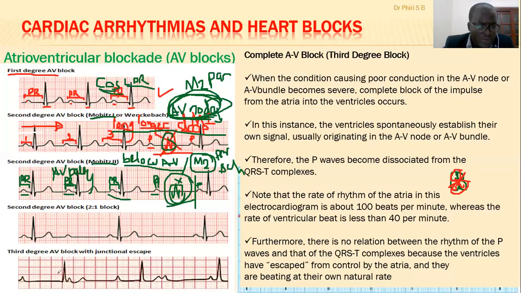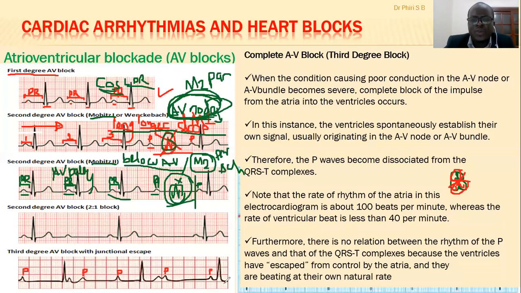When you go back to this ECG tracing, you can appreciate P waves. So you can see here, there's a P wave, then here, there's another P wave, then you have a P wave here, then you have this P wave here. Then this is also a P wave. Then you have QRS complex, QRS complex, QRS complex.